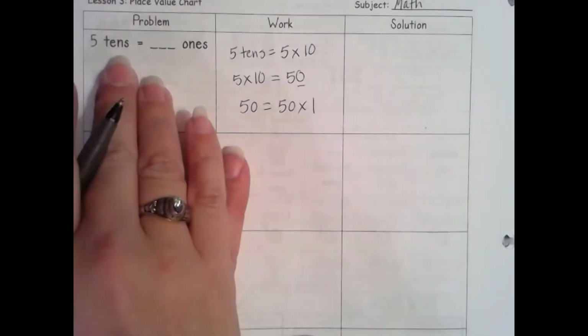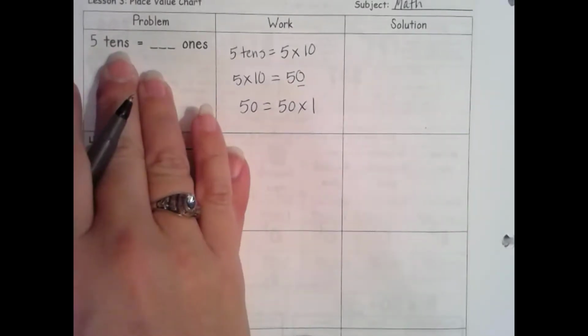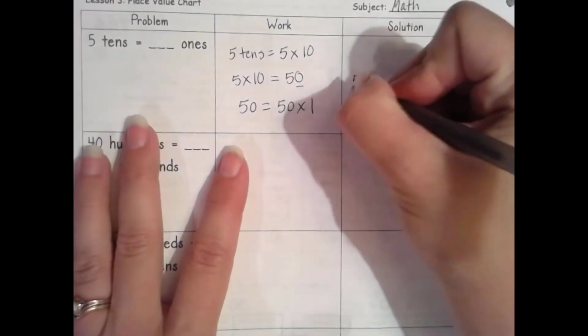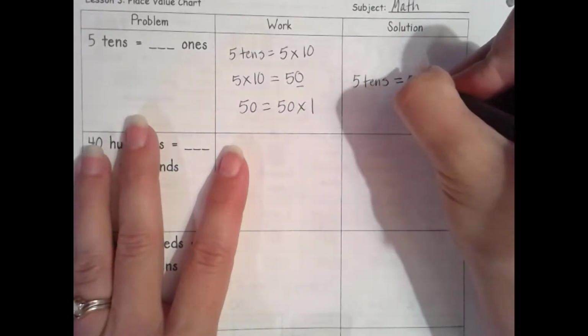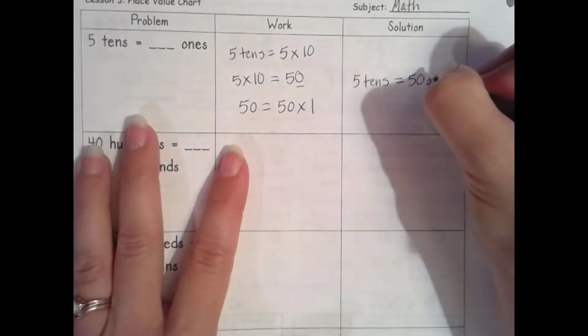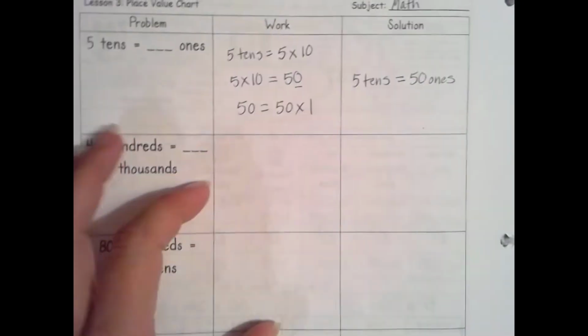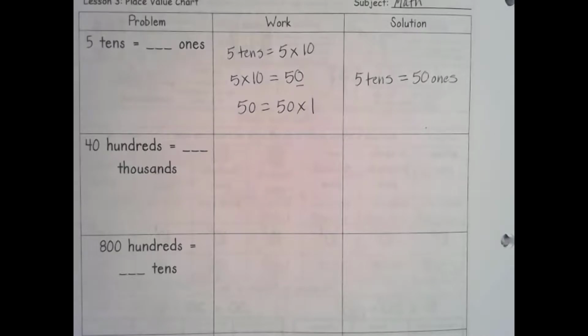So to fill in this equation, this equivalency, I can say 5 tens equals 50 ones. Because tens are 10 times greater than ones.